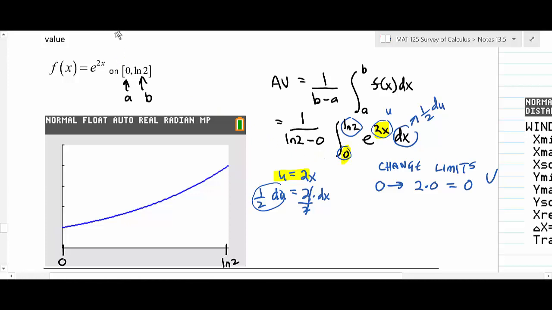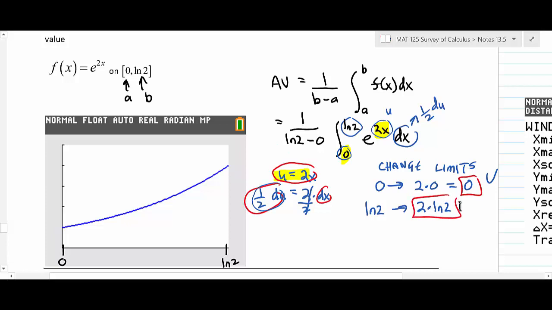Okay? Now what you want to do is you want to plug the ln2, the upper limit, again into that U substitution. So what we're going to have is 2 times ln2. Okay, so you get 2 ln2. And now we're ready to get this integral all put together then. So we got everything accounted for. We have the u, we have dx is 1/2 du, and then our limits have changed to that.